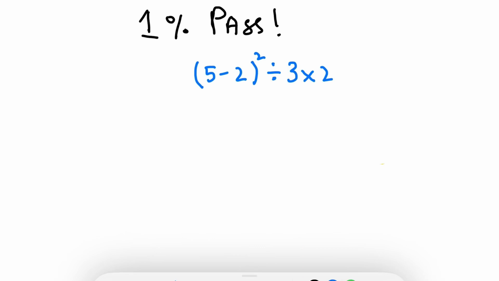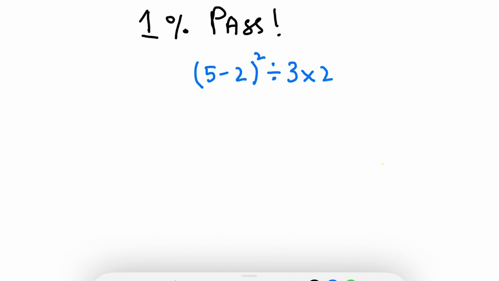In this video, we are discussing an example based on the order of operations. Here you can see 1% pass. So now, are you in this 1%? Please watch this complete video. First you can solve it yourself and then watch the complete video, whether you solve it with the right answer or the wrong answer.